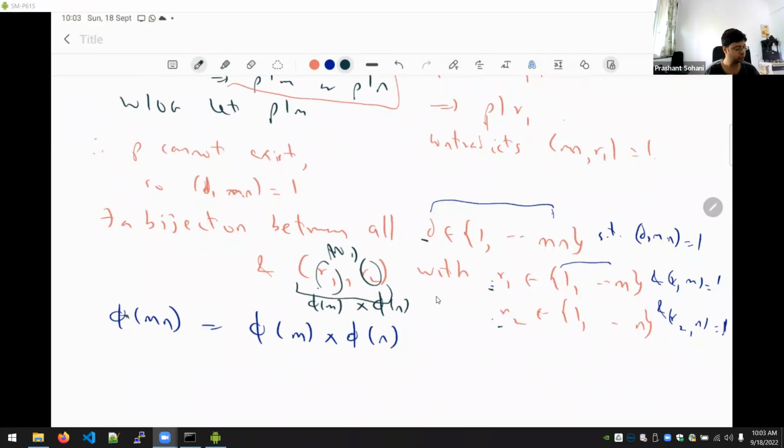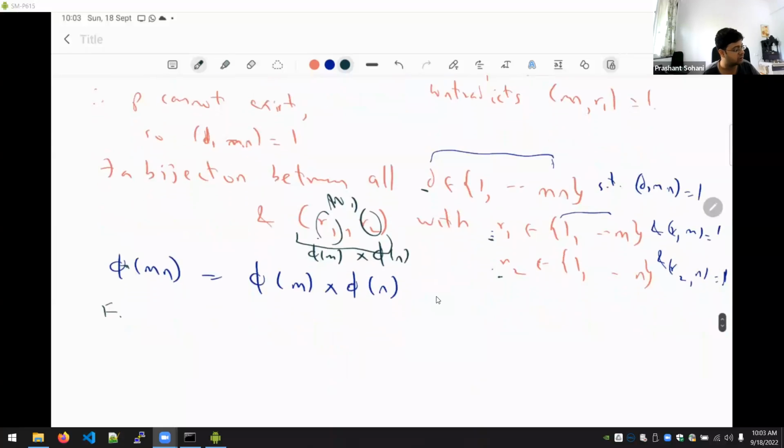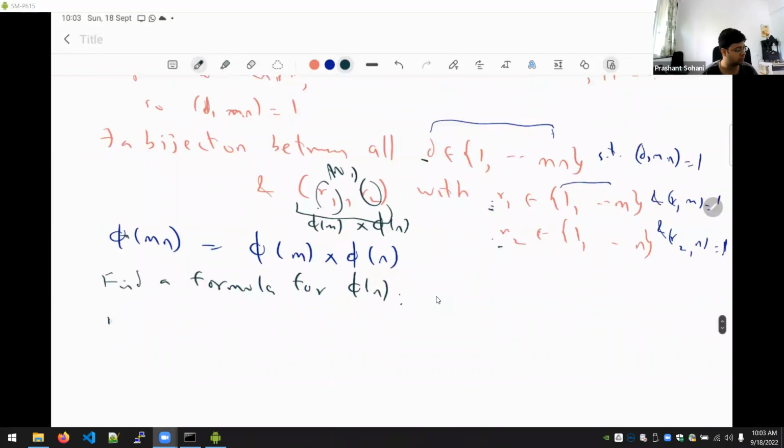So this can be used to find a formula for phi of N. So the question is, find the formula for phi of N. And there are actually three proofs available for us. Okay? So the first proof is we are going to just use the fact that phi is multiplicative. Difficult to write this formula. There is a second proof which uses the inclusion-exclusion principle.